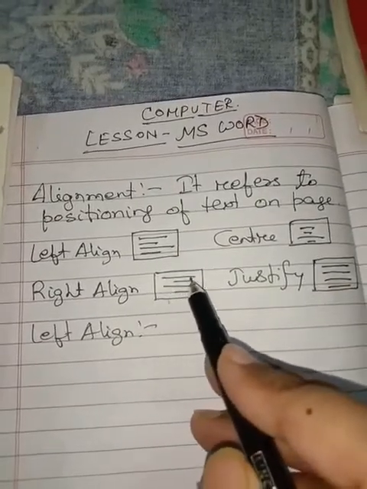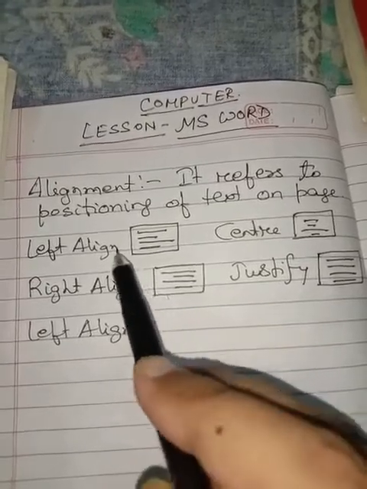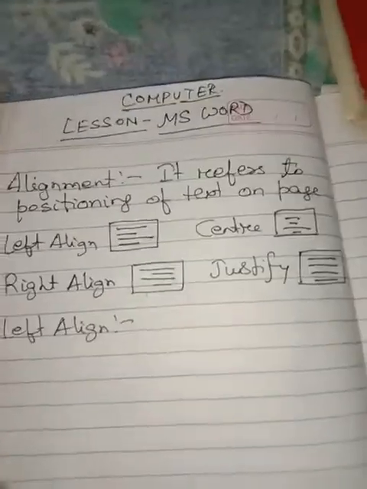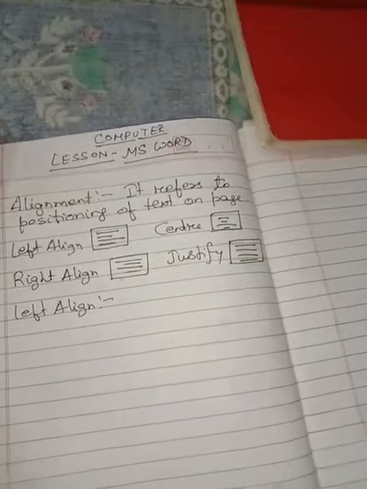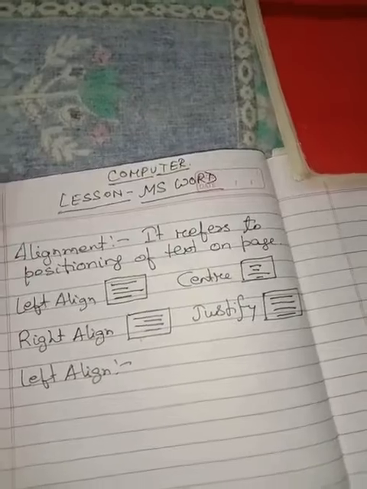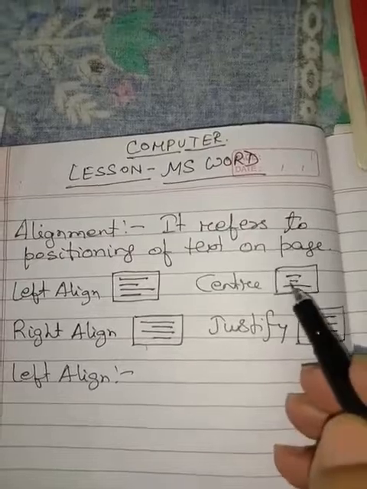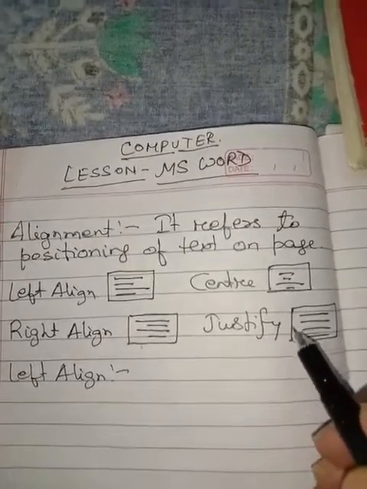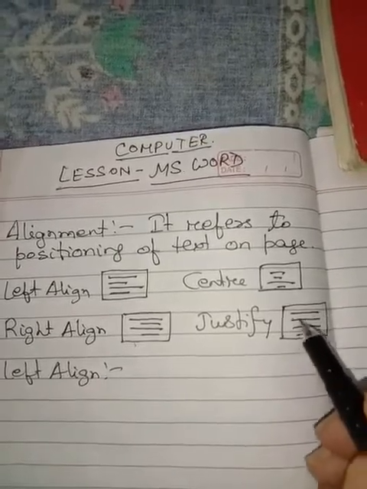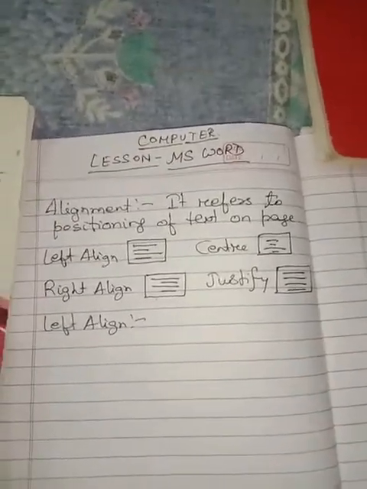Next we have right align. It is the opposite of left align and the text is evenly aligned at the right side. So in left align the text is evenly arranged at the left side, and in right align the text is evenly arranged at the right side. Next we have center. In center the text is equally aligned in the center of the document, whereas in justify the text is evenly arranged between the left margin and the right margin. So these were the four different types of alignment.